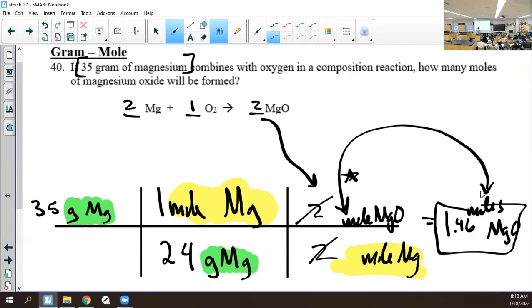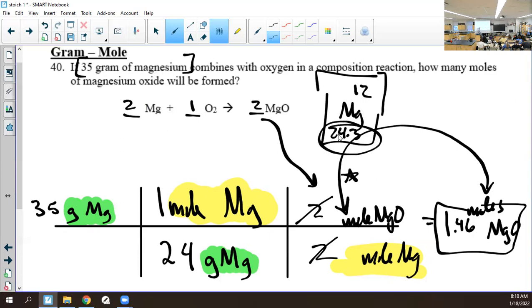This number, that's from the periodic table. When you look at Mg, there's a 12 and a 24.3. Now on your periodic table, it's reversed and it's just a 12 and a 24, but it's the big number in the box. So it's just magnesium. I go to the periodic table, find the symbol for magnesium, and take the bigger value.